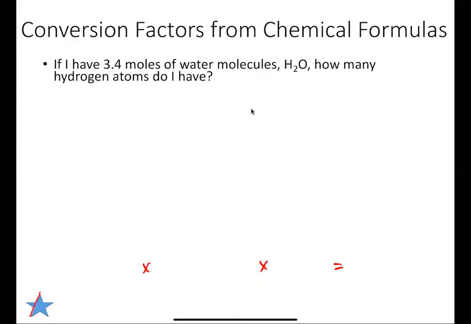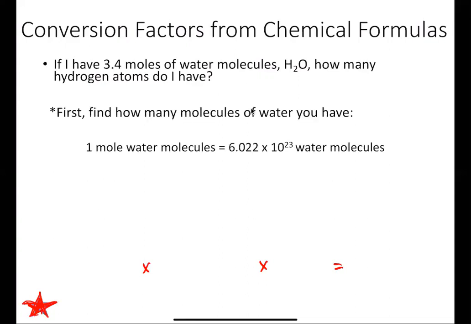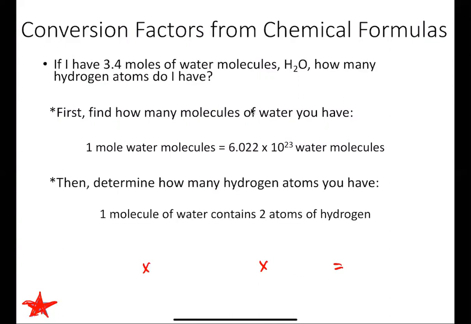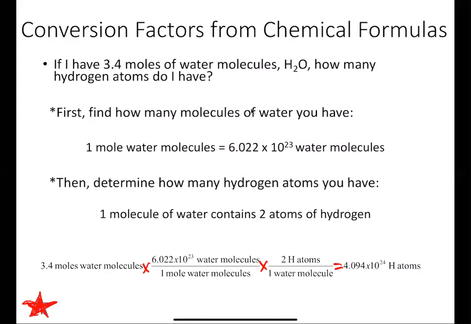All right, this has a star at the bottom because this is important. We'll definitely need to know how to do this. So if I have 3.4 moles of water molecules, that's H2O again, how many hydrogen atoms do I have? So our plan is we're going to first find out how many molecules of water we have, and then we know there's 2 hydrogen atoms in every 1 molecule. So we start with our 3.4 moles because that's what we were given, 3.4 moles of water molecules.